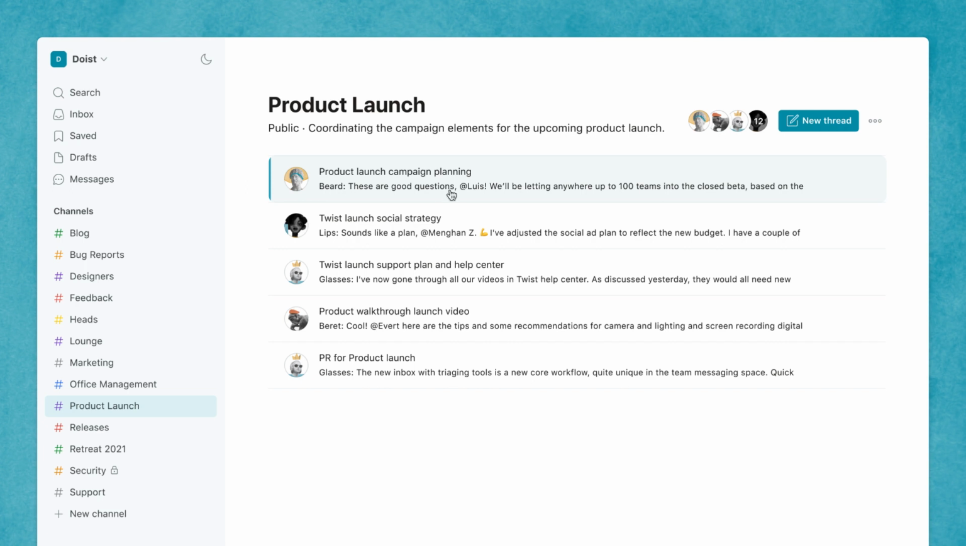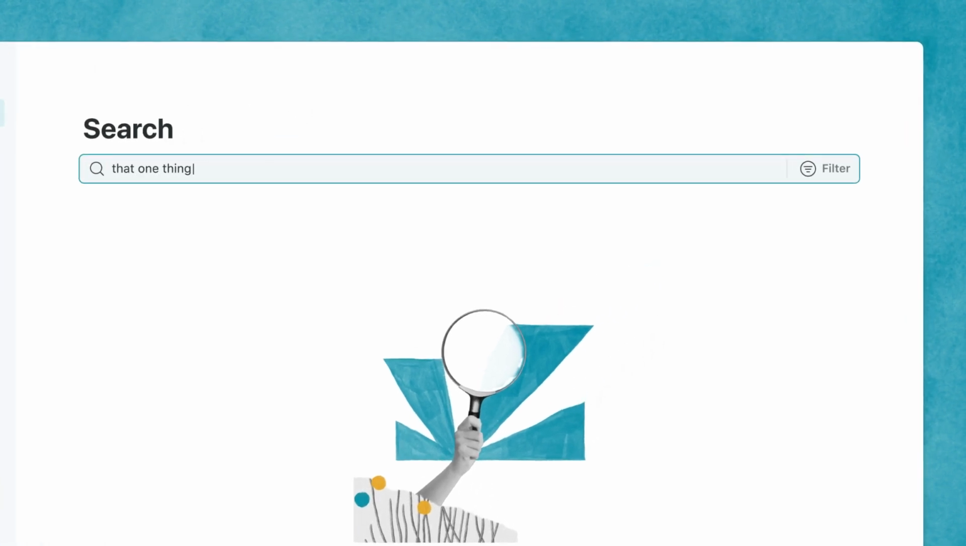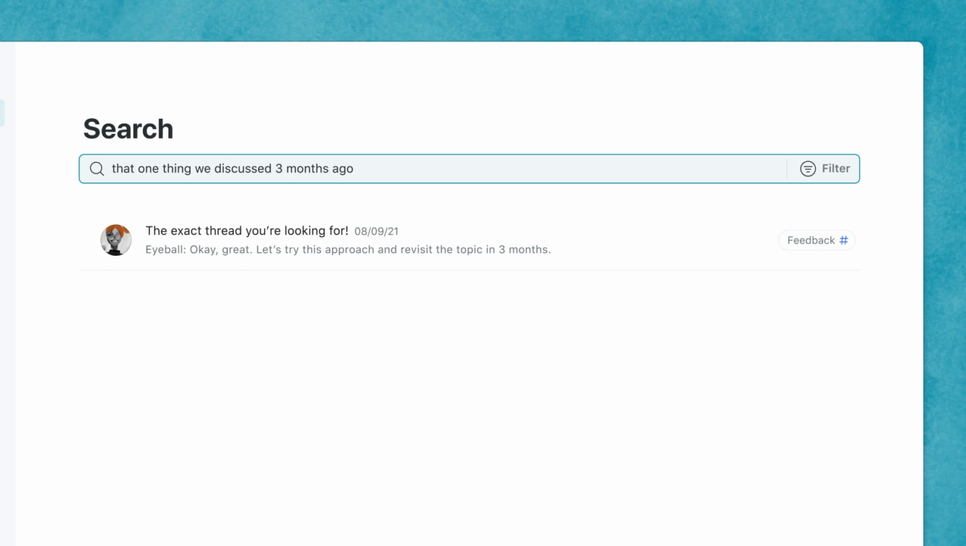Because Twist organizes conversations in threads, conversations don't get interrupted by other discussions, and you can actually find them later when you're trying to remember that one thing we discussed 3 months ago. Oh, wow, there it is.